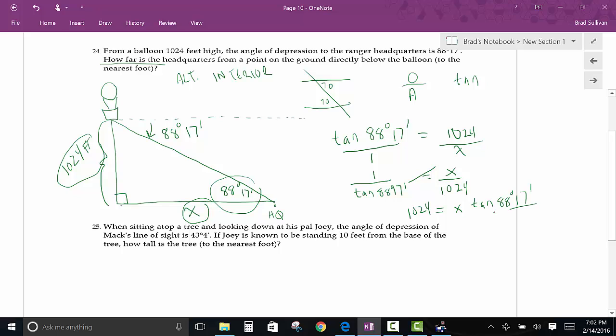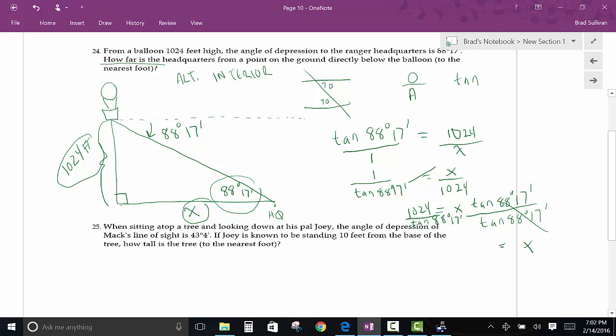is equal to 1024. Then we could divide both sides by the tangent of 88 degrees 17 minutes, and then we would be able to get our calculator out and get that answer. Okay, so that'll cancel out. This will give us the value of x, and then we'll round that.